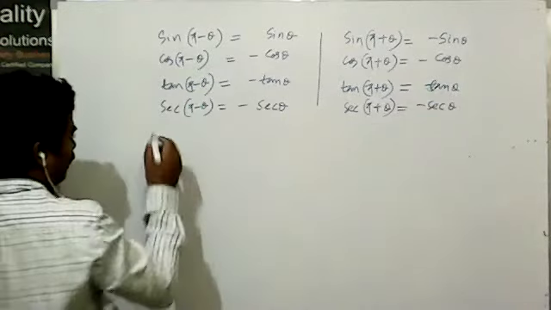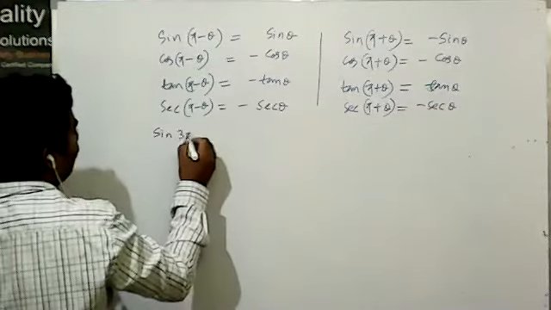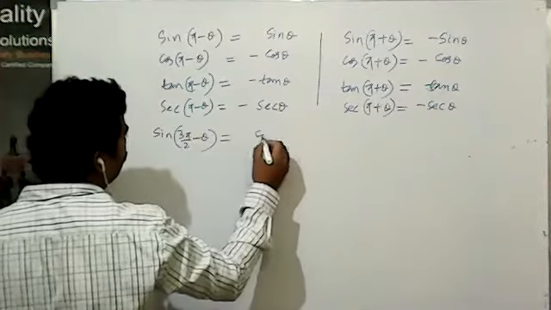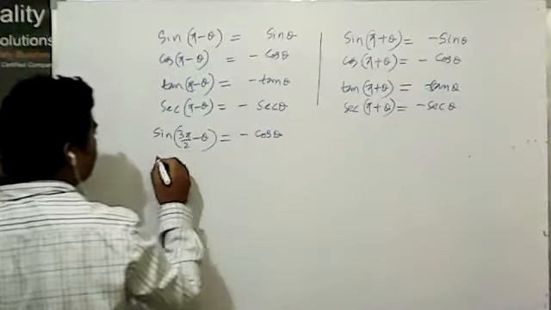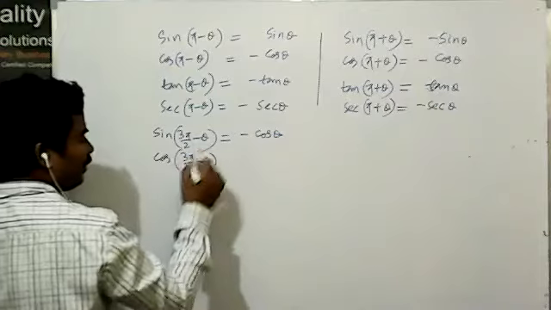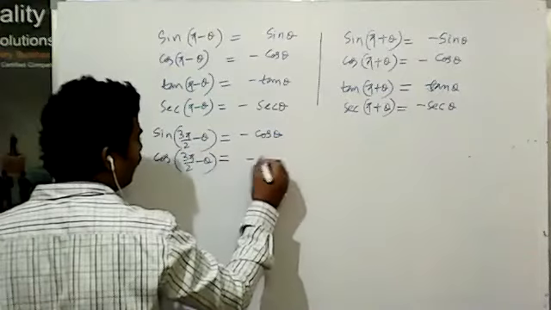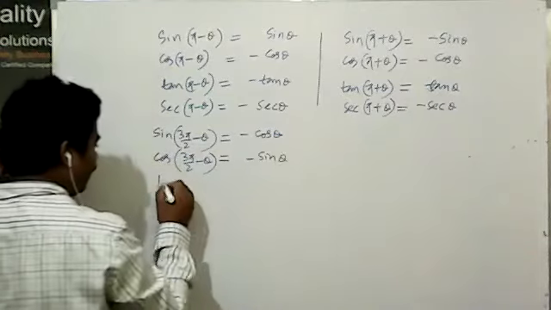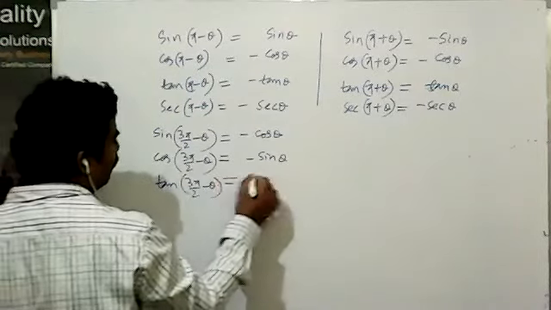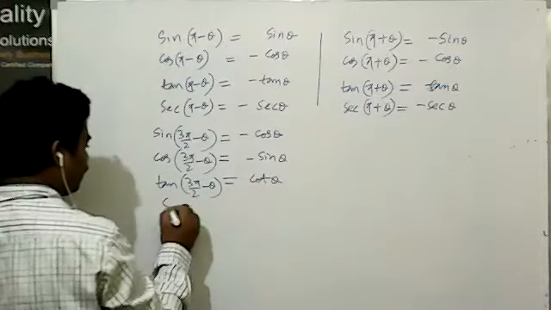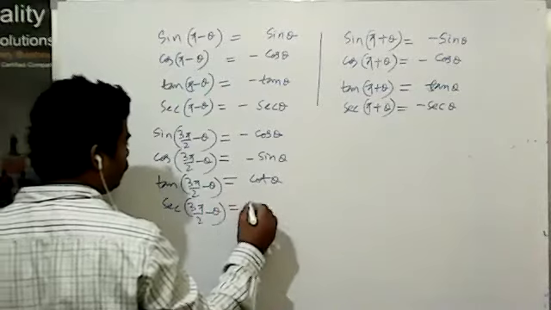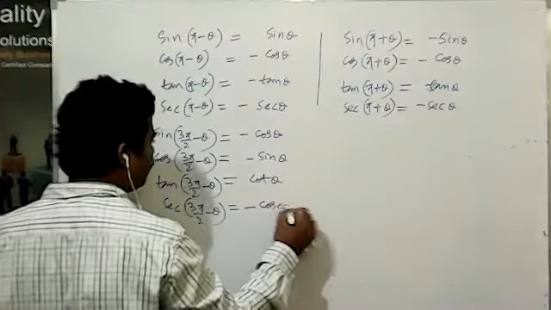Similarly, sin of 3 pi by 2 minus theta, the value comes as cos, the opposite function, with minus: minus cos theta. Cos of 3 pi by 2 minus theta, this is the third quadrant, so minus sin theta. Then tan of 3 pi by 2 minus theta is equal to cot theta. Then sec of 3 pi by 2 minus theta is equal to minus cosec theta.